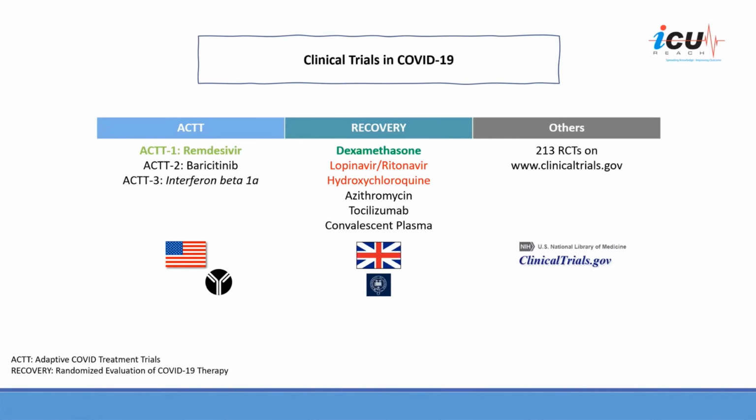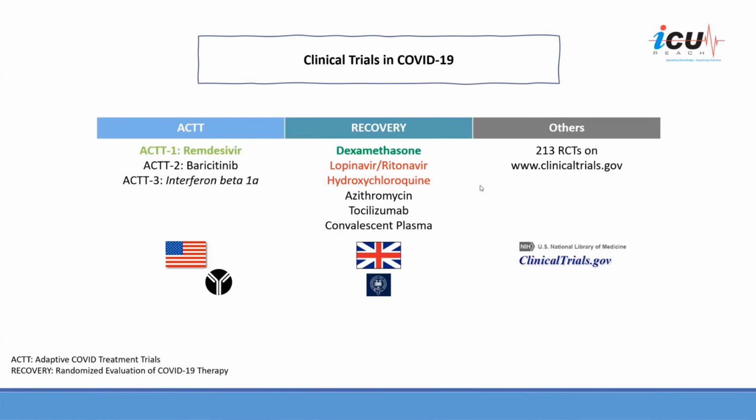There's a trend towards lower mortality. However, there is no confirmed data yet that it improves outcome in terms of mortality. That's why it is in light green. We are waiting for the other two agents that are studied under the adaptive COVID treatment trials in the United States: baricitinib, which is a Janus kinase inhibitor, and interferon beta-1 alpha.